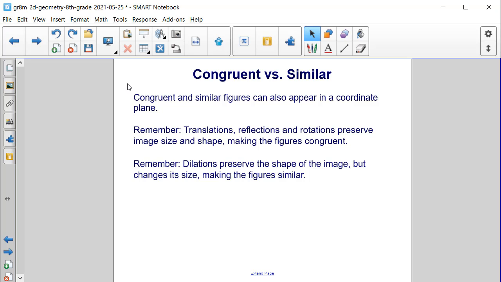Congruent and similar figures can also appear in a coordinate plane. Remember, translations, reflections, and rotations preserve the size and shape for all figures involved, and this makes the figures congruent. Dilations, on the other hand, preserve only the shape of the image, but they change the size of the image, and that makes the figures similar.